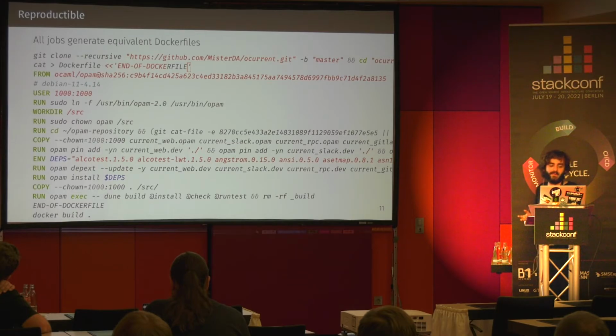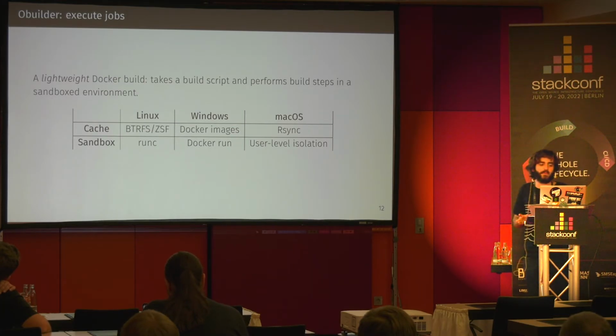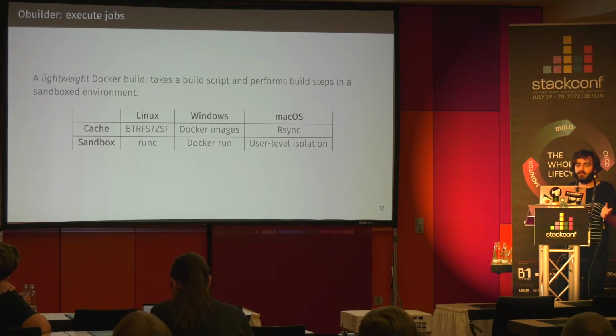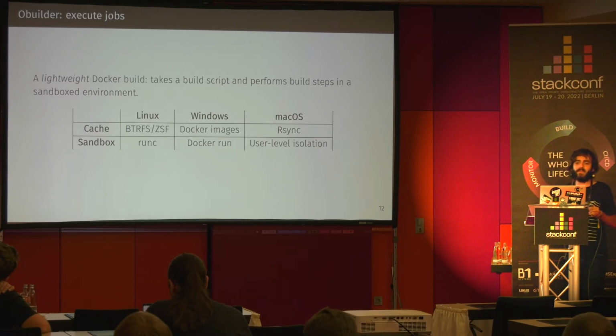So, completely reproducible. Now, how do we actually execute these jobs? We've made a lightweight Docker build that we call OBuilder, and it takes a build script and performs the build steps in a sandboxed environment. It's really simple. We've been leveraging software components that are widely recognized. On Linux, it only needs a snapshotting file system, such as BetterFS or ZFS. So it will execute the current job inside a BetterFS subvolume, for instance.